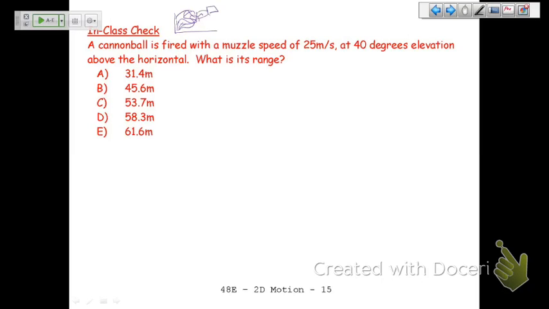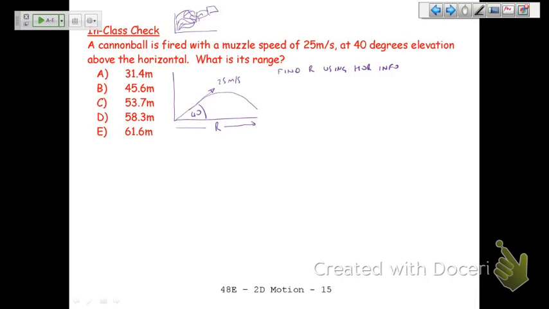So the first thing we do is we visualize, and we say, okay, here's this thing being fired at 40 degrees, looks like that. This here is going to be 25 meters per second, and this is 40 degrees. And it wants to know the range, so I want to know that distance there. And that's kind of all I'm given, so fair enough. Find R using horizontal info.